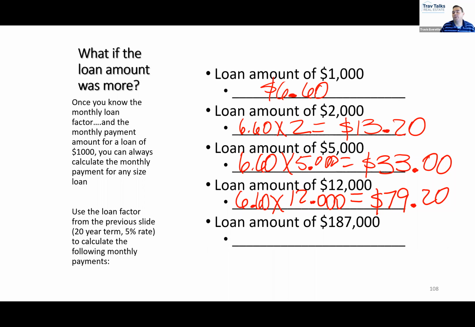So now this was William's question way back when, and I bet William can answer it now for himself. How are we going to calculate that payment if they're borrowing $187,000? It's still going to be the same loan factor of $6.60 times what? 187.000. What's the monthly payment? $1,234.20. How many of you now think you could calculate any monthly payment on any loan at all as long as you got your calculator and that chart?